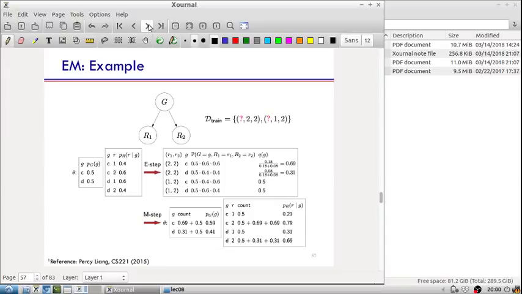Now I've gotten these, and these are going to be my weights: 1, 2, 3, 4. As if I'm saying this is C, 2, 2 with weight 0.69. It's D, 2, 2 with weight 0.31. It's C, 1, 2 with weight 0.5, and D, 1, 2 with weight 0.5. Then in the M step, I just do counting and normalizing.